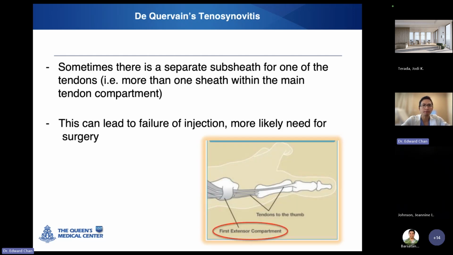And then one thing, just an educational point, is that we simplify things by explaining that there's one sheath where all these tendons lie in for this condition, for de Quervain's, but a lot of times there actually is a separate subsheath for one of the tendons within there.